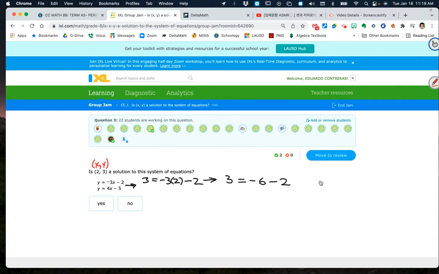Keep the negative 6. Change the minus to a plus. Make that negative 2. Basically, I want to figure out negative 6 plus negative 2. How much is that? Negative 8. So moving along, I get 3 equals negative 8. So you tell me, true or false? False. We're saying 3 equals negative 8. That's nonsense. So we would all say no there. Okay?